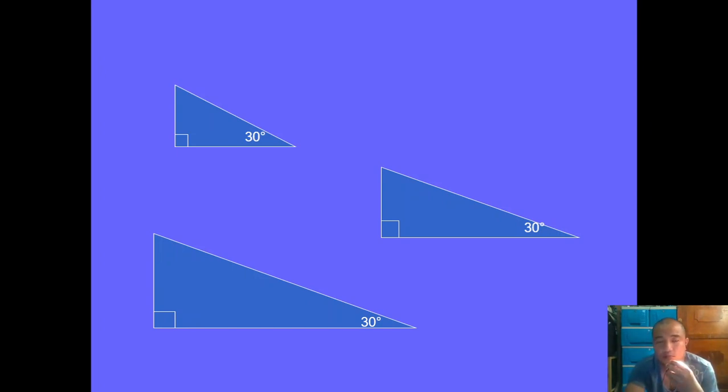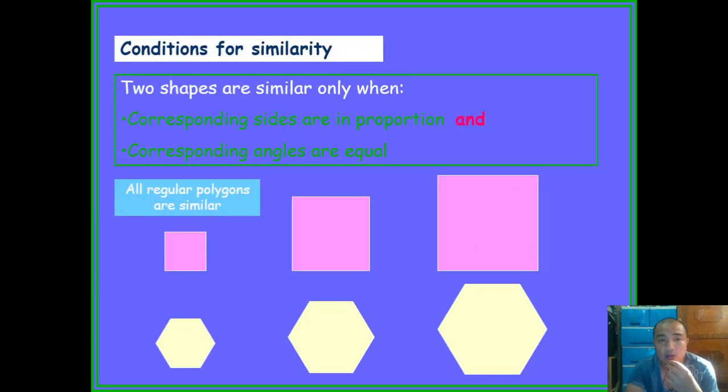Also, we have here similar triangles because they may not have the same lengths of the sides, but they have the same angles. 30, 30, 30, then of course 60, then 90. Those are similar triangles. So, conditions for similarity: two shapes are similar only when corresponding sides are in proportion and corresponding angles are equal. These are the two definitions of similarity. The sides are proportional, the angles are congruent or equal.